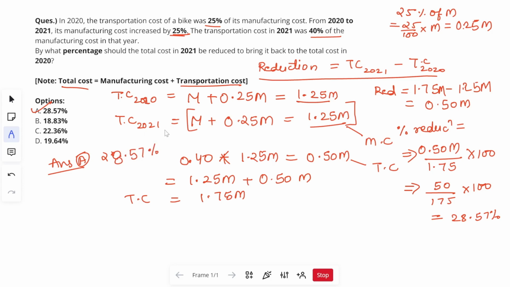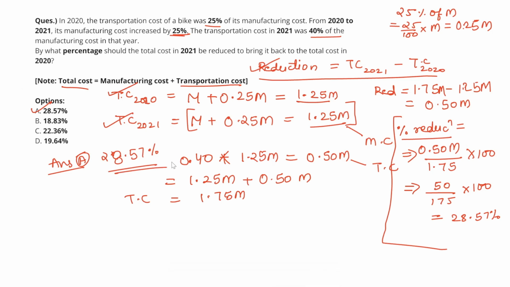See, it was easy, but the thing was tricky. Basically, you need to find out initially the total cost in 2020 and the total cost in 2021. Once you have found the total cost, you need to find the reduction. Once the reduction is found, then you have to find the percentage reduction: the reduction value that you have got divided by the total cost, into 100. In this way, the final answer can be deduced as 28.57%. Hope you have understood the logic. Moving on to the next question.